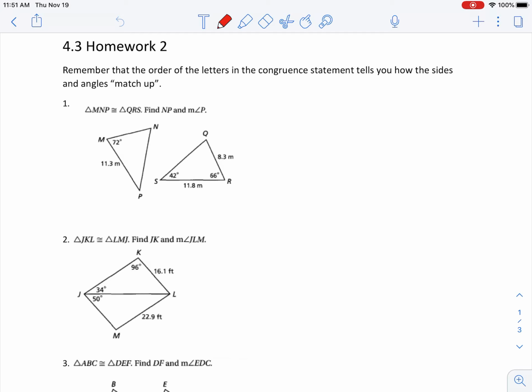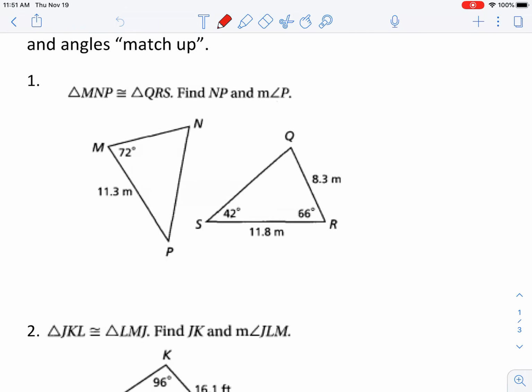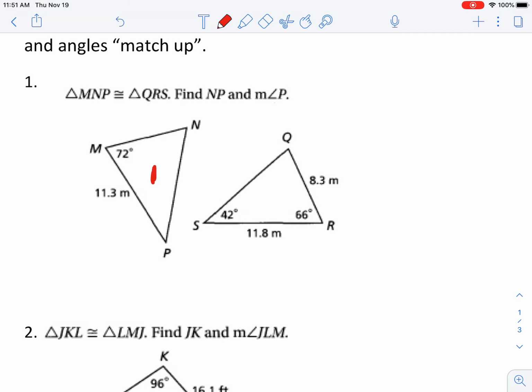So you're always trying to find a side in one triangle that's congruent to a side in the other triangle, or the same with an angle in one triangle that's congruent to an angle in the other triangle. If we look at question number 1, it says that triangle MNP, which is this first one over here, I'm going to call this one number 1, is congruent to triangle QRS. I'll call that one number 2. So triangle 1 is congruent to triangle number 2.